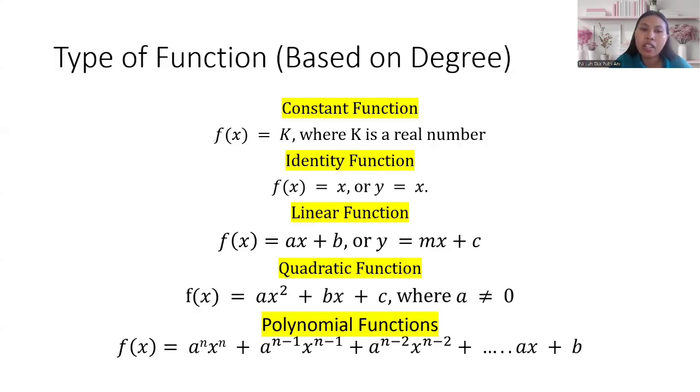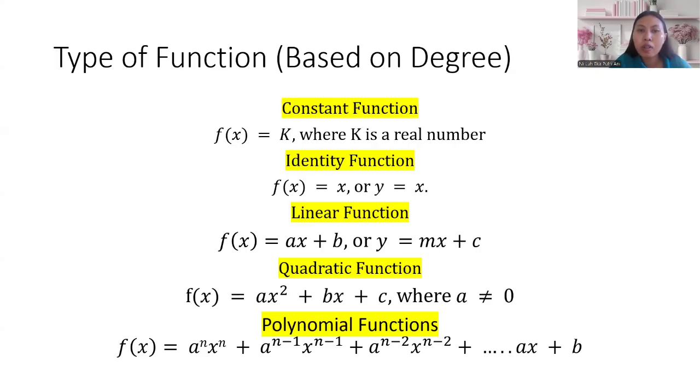Next, quadratic function. A quadratic function has a second degree equation, and it has a graph in the form of a curve. Now, the general form of the quadratic function is f of x equals a times x to the power of 2 plus b times x plus c, where a not equal to 0 and a, b, c are constants and x is a variable. Now, the domain and the range of the quadratic function is real numbers.